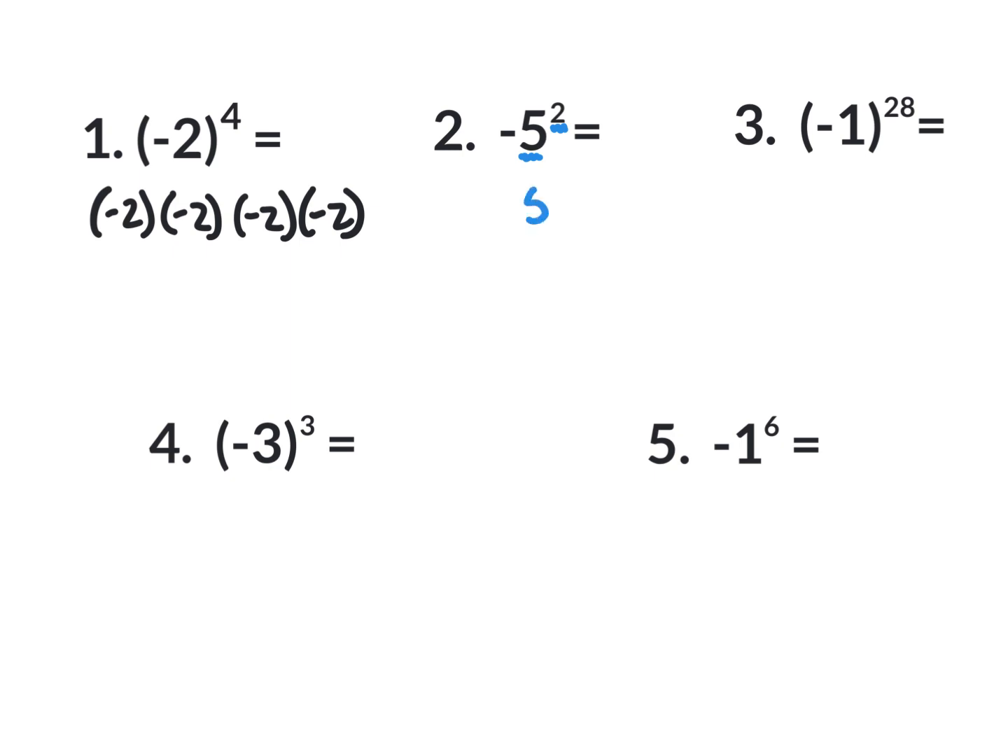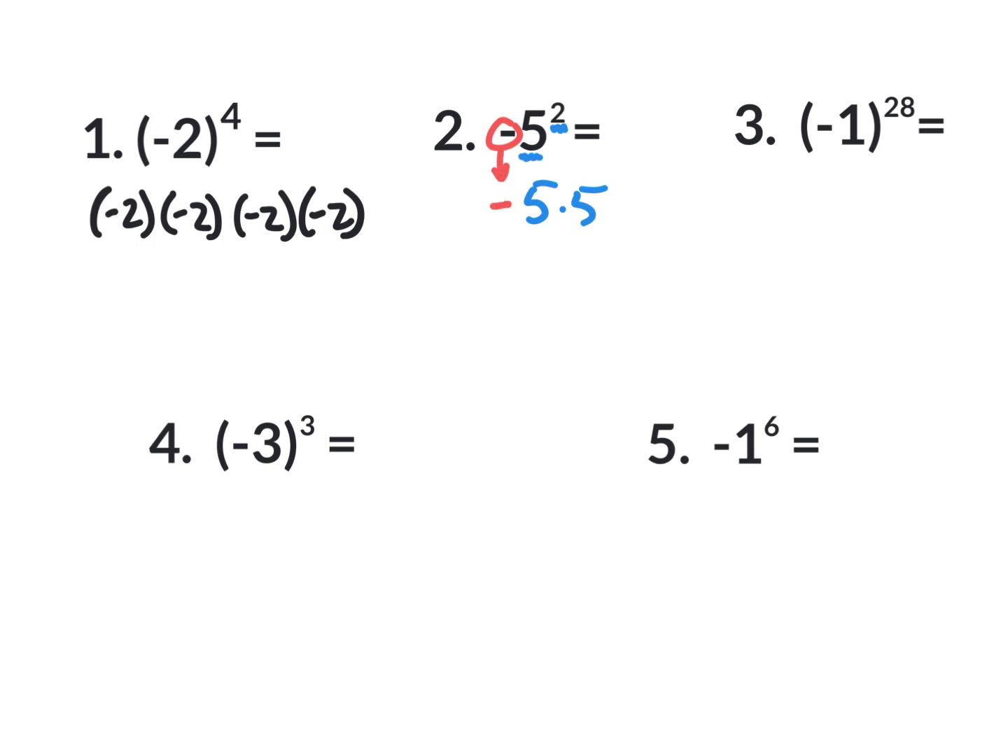What is 5 squared? That's really 5 times 5. And then what about this minus sign? I'm just going to bring it down and put it in front of my problem. Okay, so that's the big difference. Parentheses do matter, all right? Parentheses include that negative sign, so when you write out your base 4 times, it's -2 times -2 times -2 times -2. When you don't have parentheses around that negative, then you really do exponents first, 5 squared, that's 5 times 5, and simply bring down that negative to the front, okay?